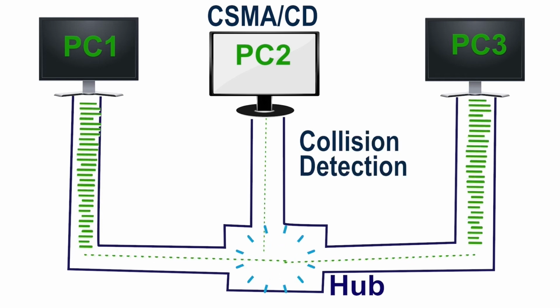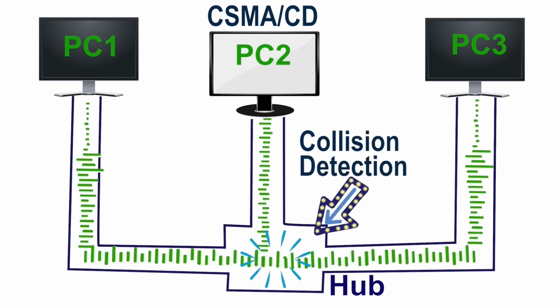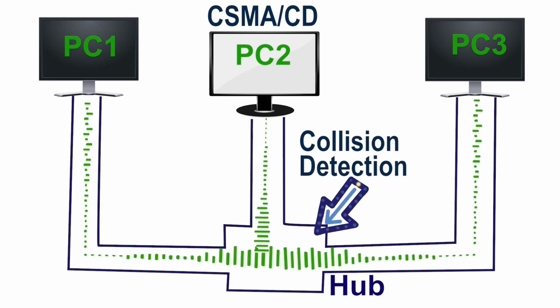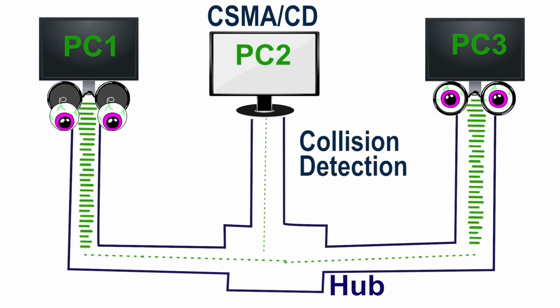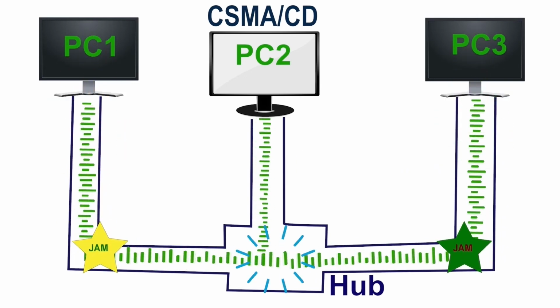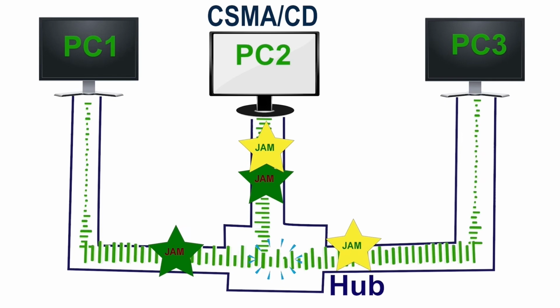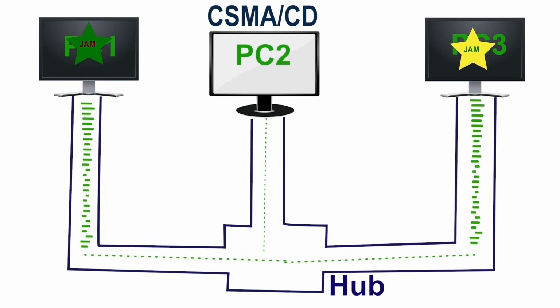When it happens, signals collide at the hub. This mechanism defines this situation as collision detection. If a device sees a collision for its transmitted signals, it retransmits them with the jam signal. This jam signal informs all recipients about the collision.